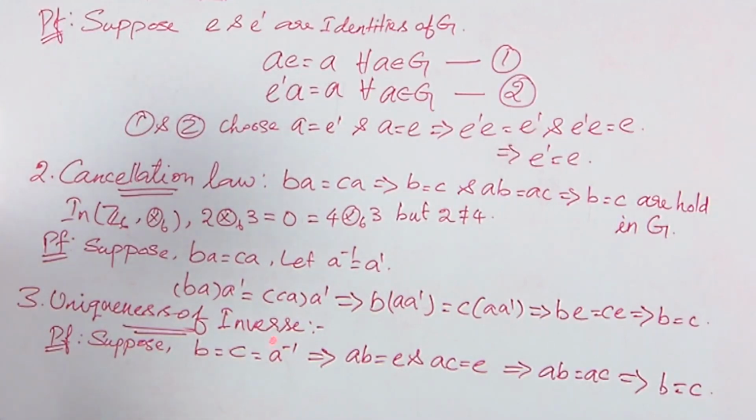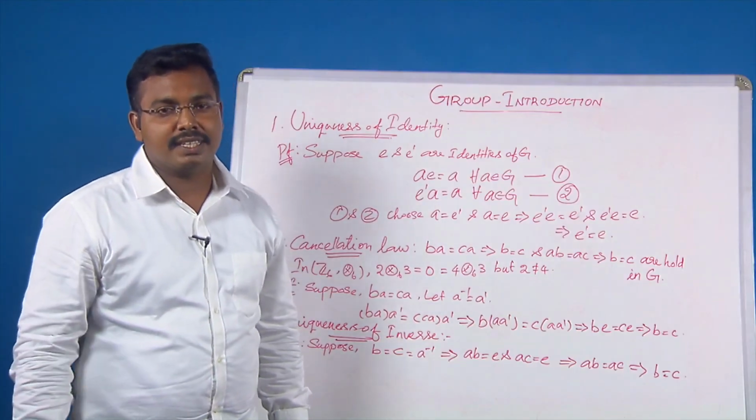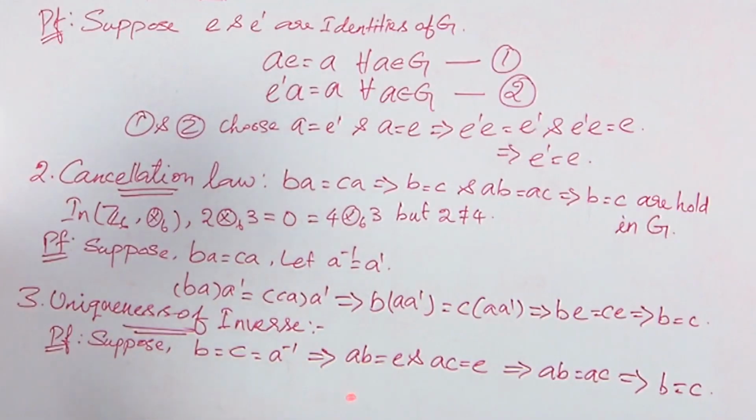Finally, we move on to uniqueness of inverse, which means that in a group every element has a unique inverse. So, let G be a group and A is an element of G. Just assume that A has two different inverses, namely B and C. Okay. Now, what happened? We have chosen that there are two inverses for A, B and C. Therefore, A into B is E, because B is the inverse of A. Again, C is inverse of A, therefore, A into C is again E. Therefore, AB equal to E and AC equal to E.